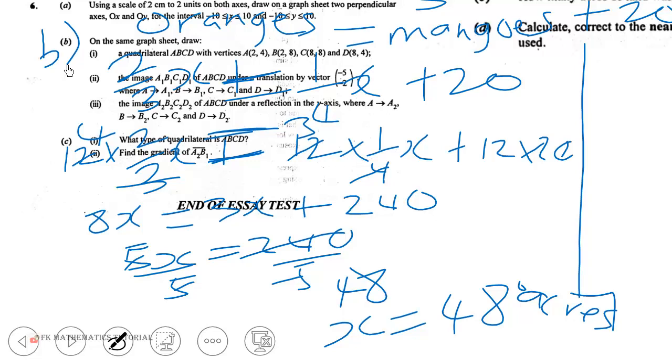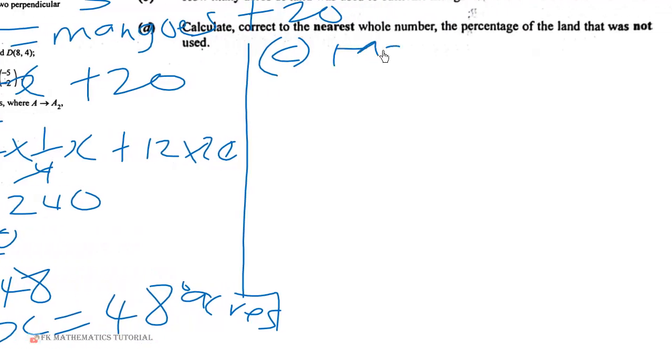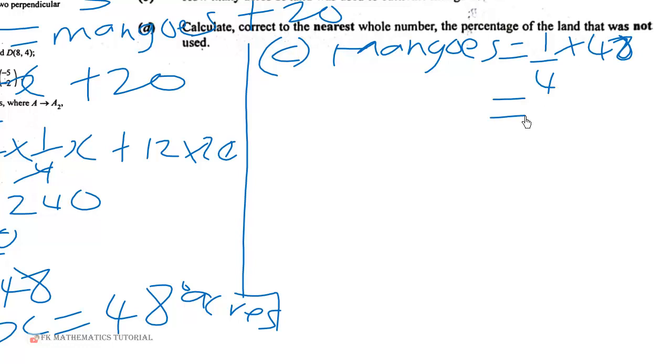So how many acres of land was used to cultivate mangoes? So mangoes will be equal to 1/4 of x, which is 48 acres. So 1/4 of 48 acres is 12 acres. So 12 acres were used for cultivation of mangoes.